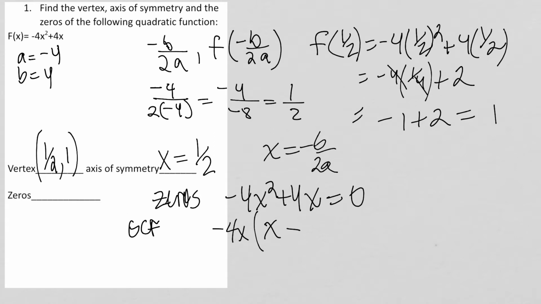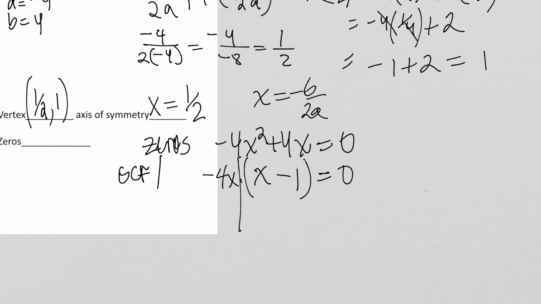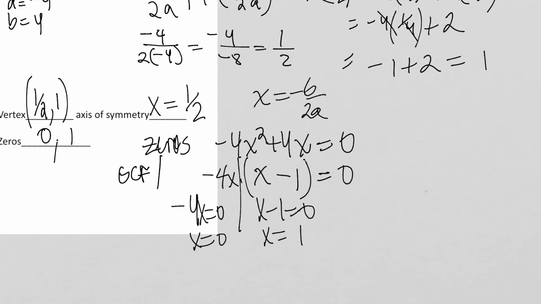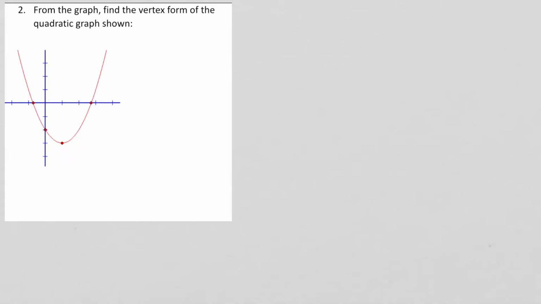And then minus 1, right? Because negative 4x into positive 4x is a negative 1, equals 0. And then I make each of these things equal to 0. So one of my zeros is positive 1. The other one is 0. So my zeros are 0 and 1. That's for number 1.